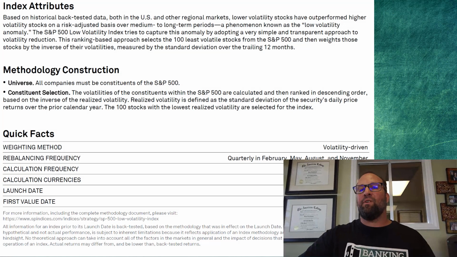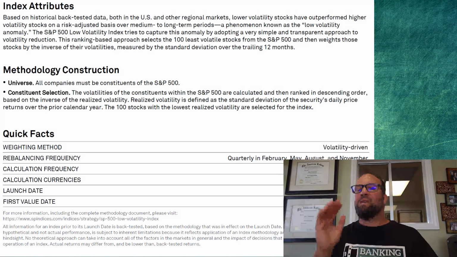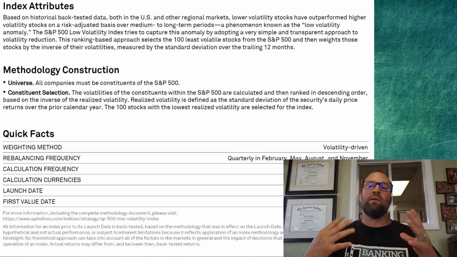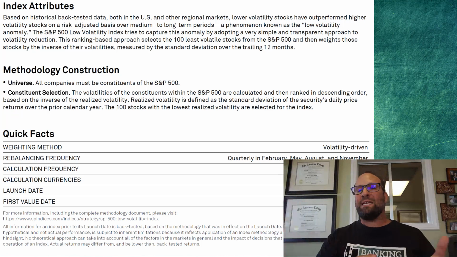So what does that mean for you? What it means is, since we know that increased volatility increases options pricing, and these are naturally lower volatility stocks to track, it's cheaper for the insurance company to hedge. Okay, so how does that translate to performance?